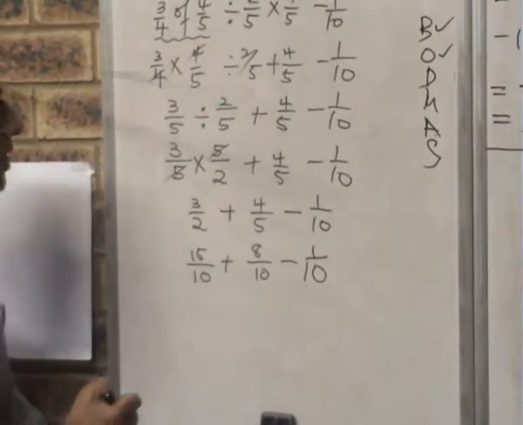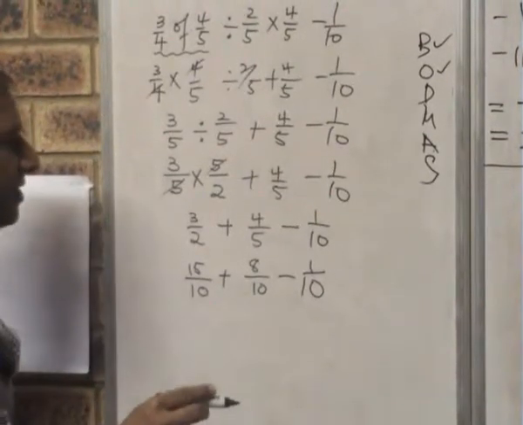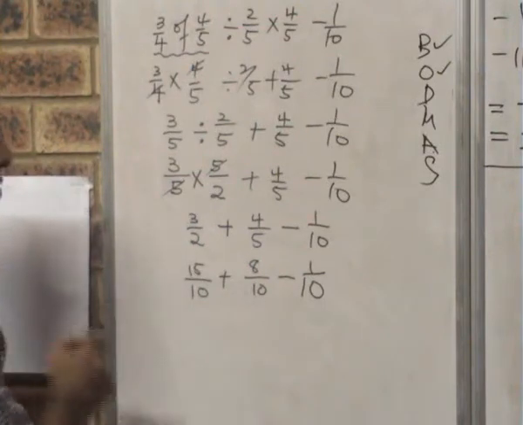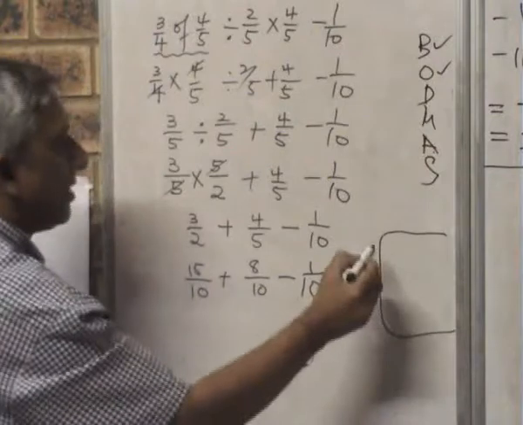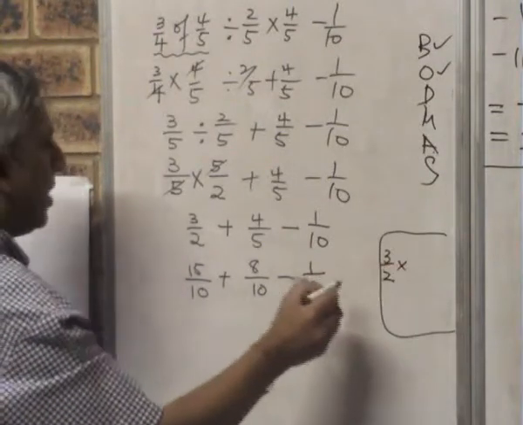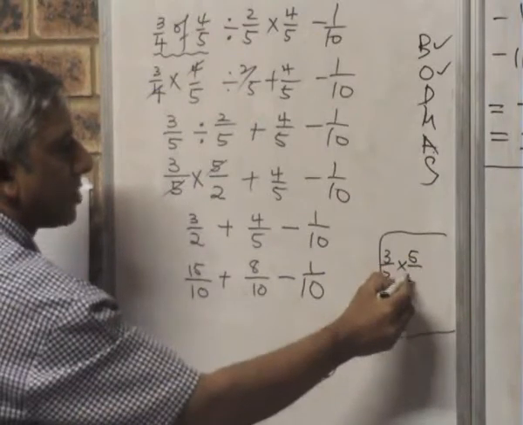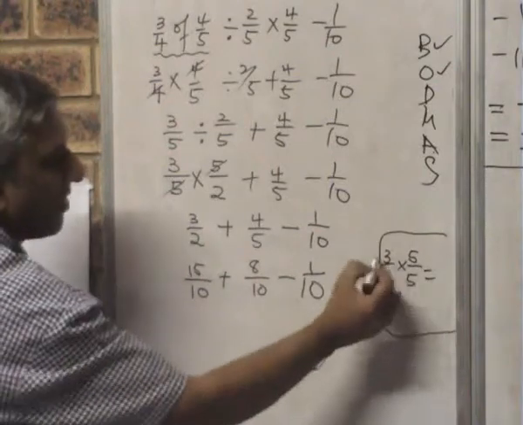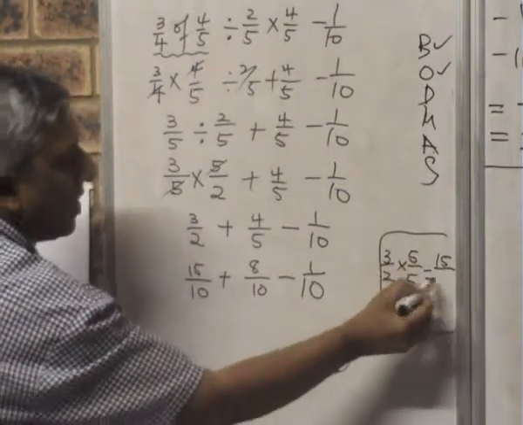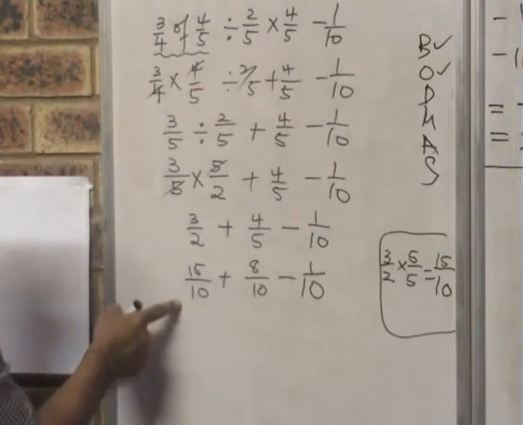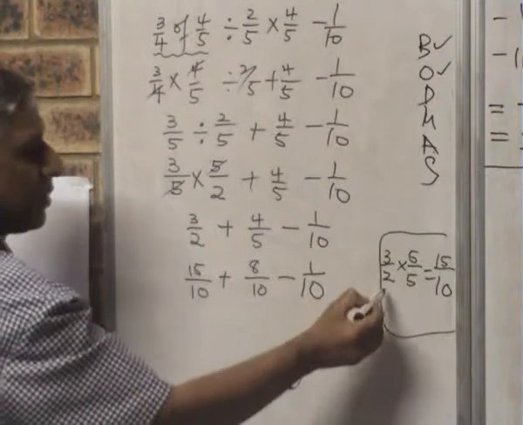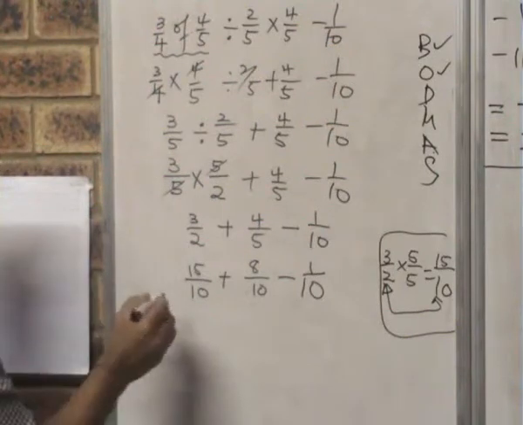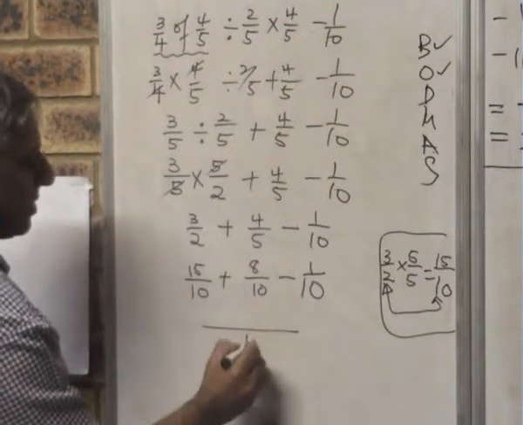Now, if you're hearing me using the word equivalent fractions, and you don't know what equivalent fractions are, you must stop and find out from somebody exactly what the meaning of equivalent fractions is. But just to give you an idea, we're taking 3 over 2, and we're multiplying the top and the bottom by the same number. 5 threes, 15. 5 twos, 10. That's how we're getting the 15 over 10. And that's called equivalent fractions, because this and that have exactly the same value. So now the denominator is 10.